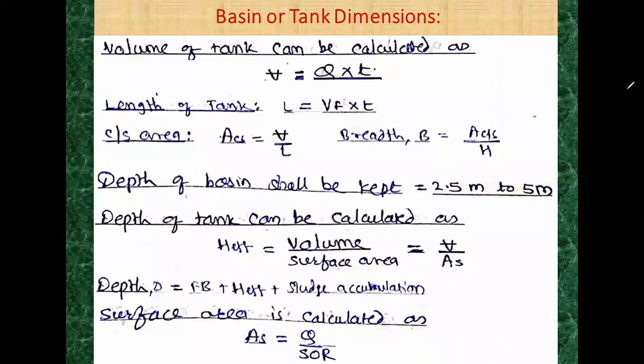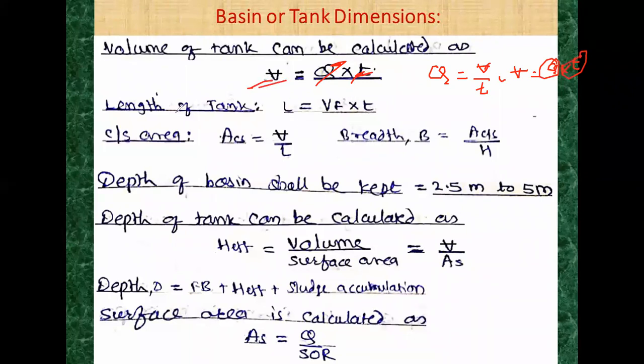So what is the volume? How to find out the volume of a sedimentation tank? It can be obtained by using the discharge and by using the detention time. As we know, the discharge is equal to volume upon time. So here we can write volume is equal to discharge into time. If the detention time is known to you, and if the discharge is known to you, we can easily find out what is the volume of a tank.